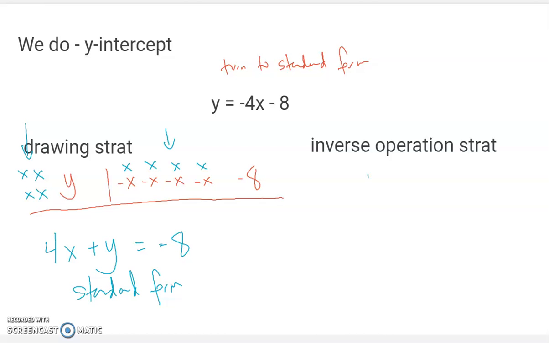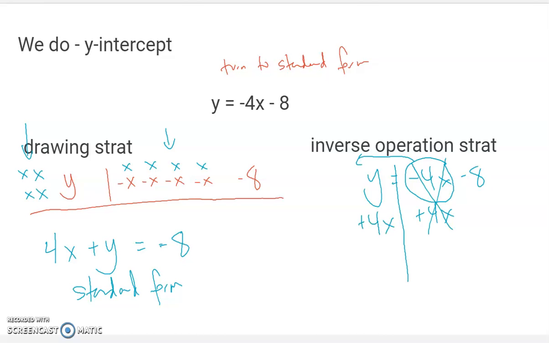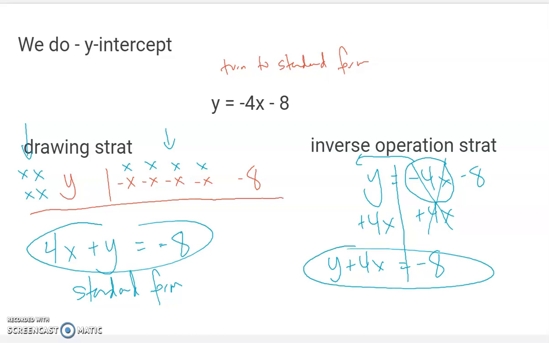The other way to do it is the inverse operation strategy. What I would like to do is move this over there. So the way I do that is I add its opposite here. So negative 4x plus 4x goes away, make 0. And as long as I add it on the other side too, that's fair to do. And I would get y plus 4x equals negative 8. I don't care which strategy you use, inverse operation or drawing strategy, they both give you the same thing. They're both perfectly fine. They're both just different versions of the same thing to do.